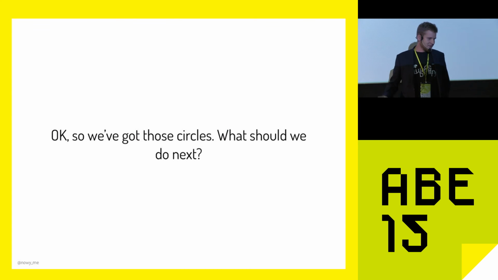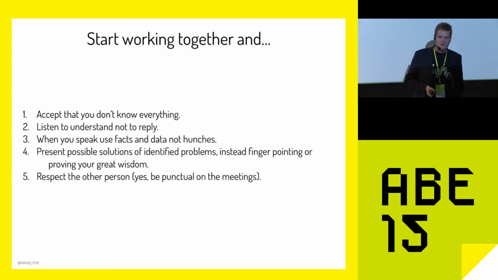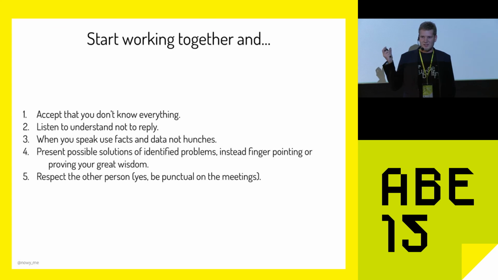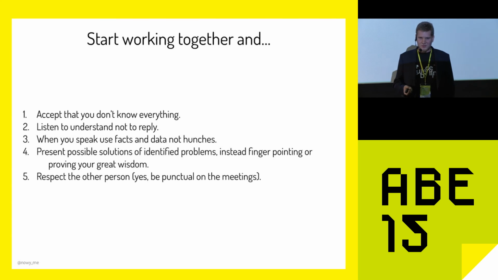Okay, so we've got the circles. What should we do next? The next is working. So, some simple rules. Accept that you don't know everything. You don't have all the answers, just as your partner, product owner, or UX designer doesn't have all the answers. Listen to understand, not to reply. When you speak, use facts, not hunches. Don't say that every user does it like this. It's not true. You think that every user does it like this, but it's just your opinion. Present possible solutions. Don't talk about problems, but show some solutions and discuss them, and respect the other person. The easiest way to respect the other person is to be punctual at meetings.